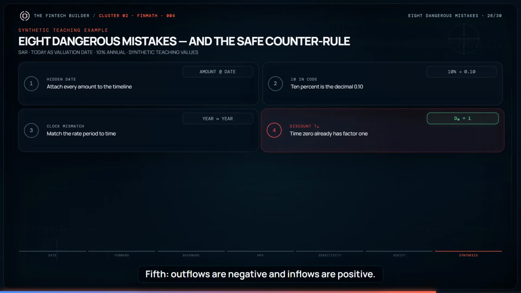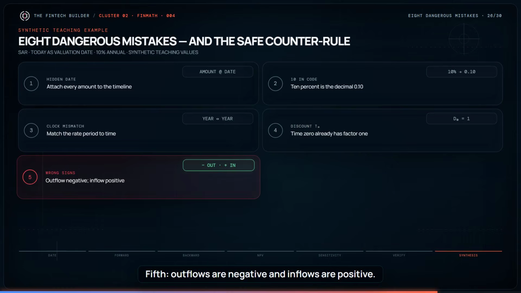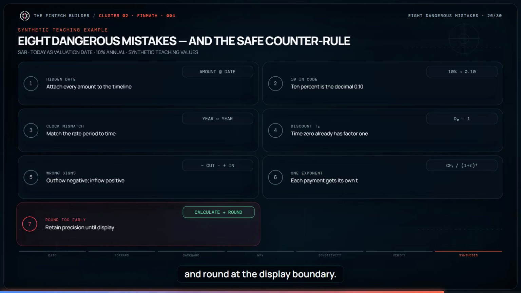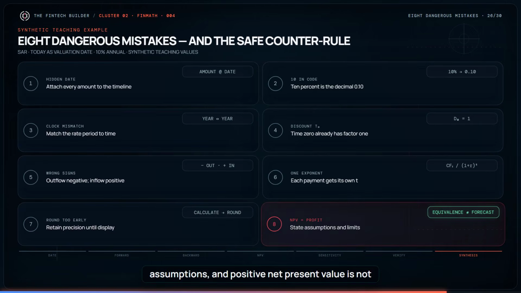Fifth, outflows are negative and inflows are positive. Sixth, each future payment uses its own period count. Seventh, retain precision through the calculation and round at the display boundary. Finally, present value is an equivalence under assumptions, and positive net present value is not guaranteed profit.